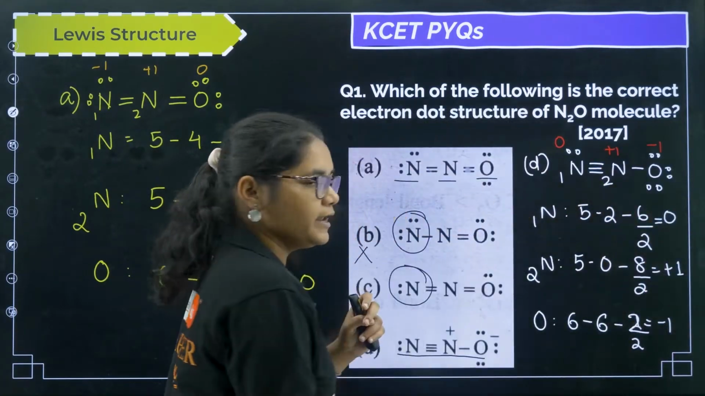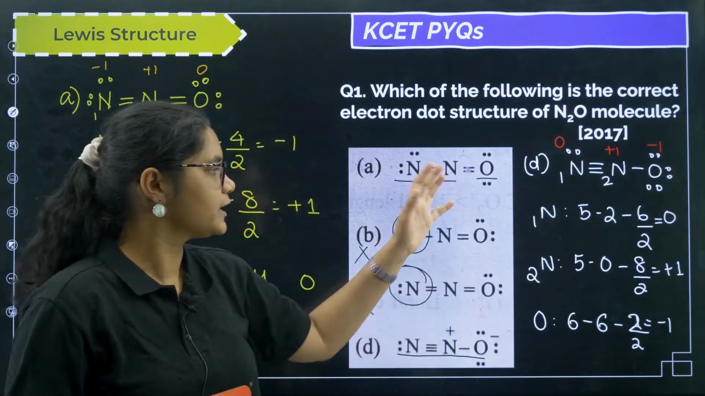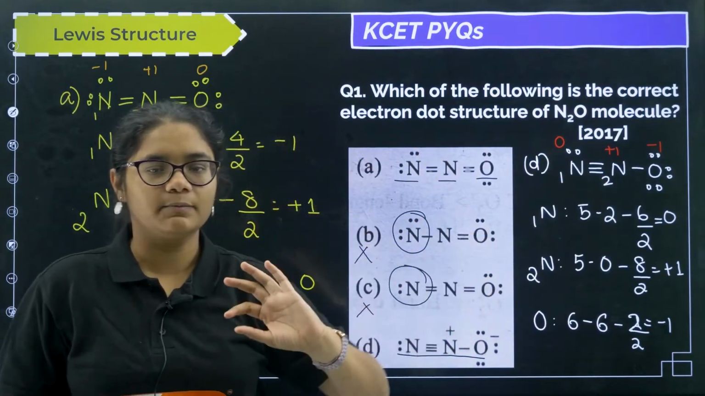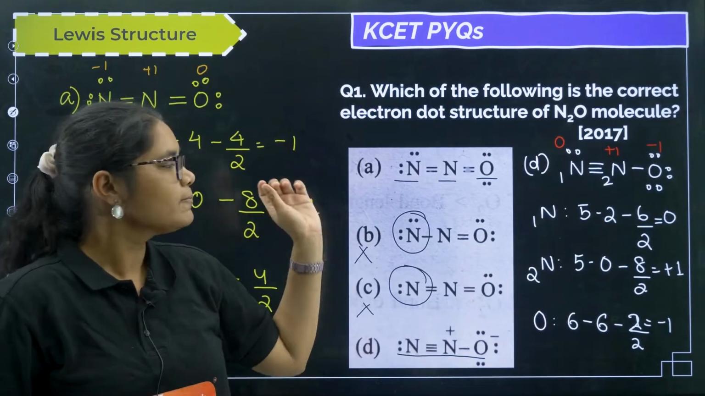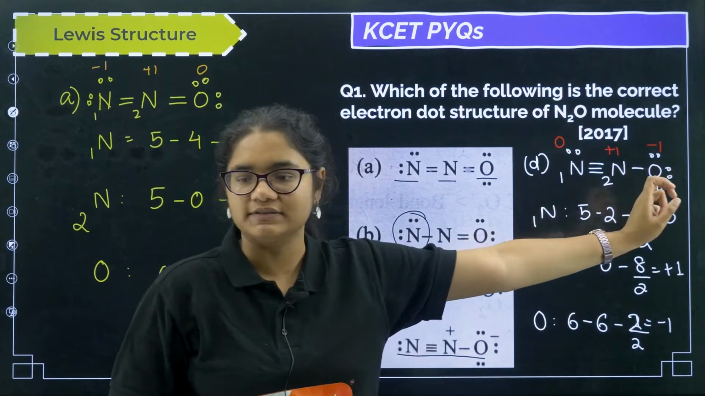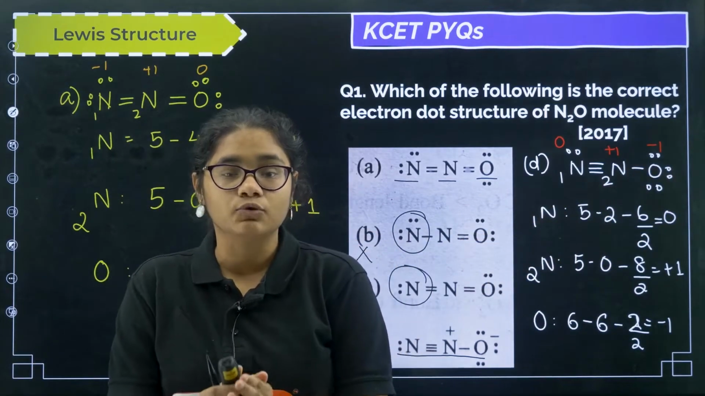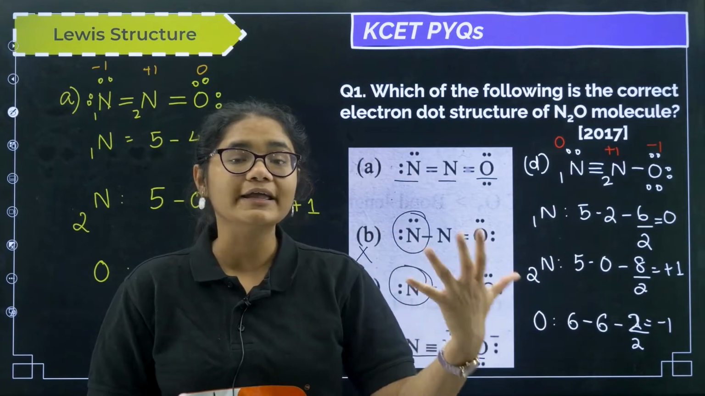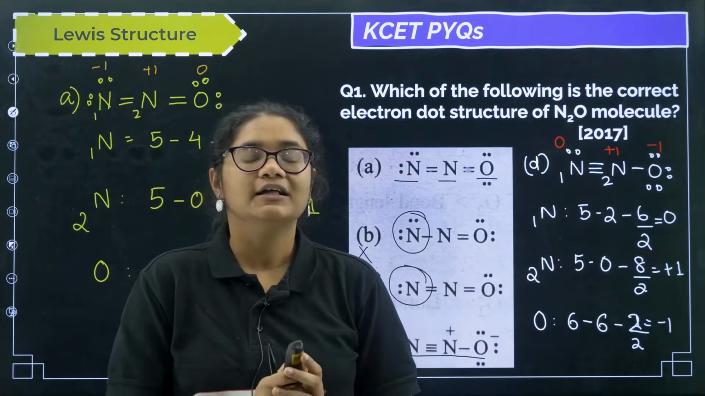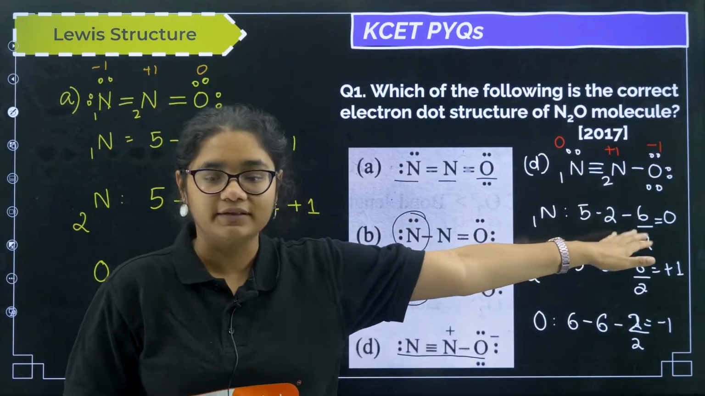Now if you see, the central N is having positive 1 in both the cases. The negative charge is on nitrogen in one and on oxygen in the other. Now if you compare the stability, the negative charge is more stable on the more electronegative atom, right? So that is why minus 1 is more stable on this oxygen.